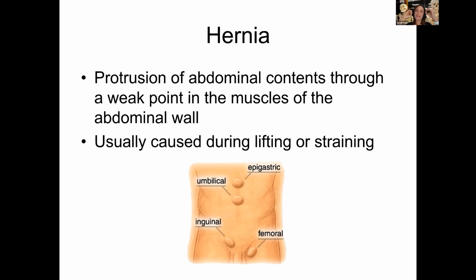So you already have an opening, a weak point, in men. If you're going to have any more of a tear that allows the abdominal contents to squeeze out, it's very common that it happens in that inguinal area, and you end up with an inguinal hernia. And then there's also a femoral hernia, which is down lower.